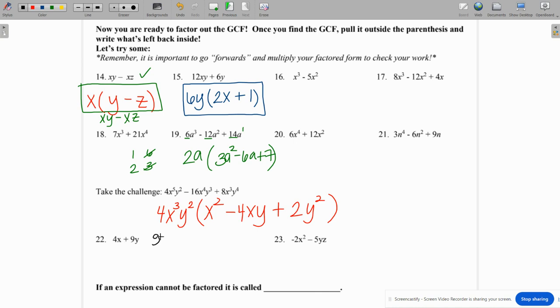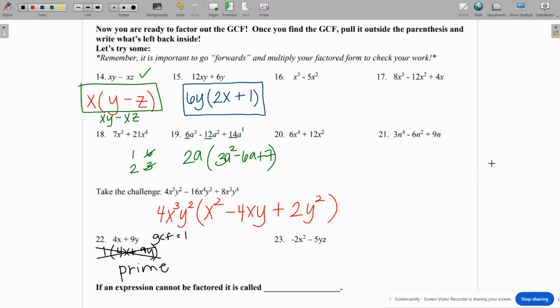So in this case, if you find out that your GCF is just 1 or even negative 1, think about what that would look like. If you factored out a 1, inside you would still have the same thing, 4x plus 9y. So that's not really helping us. So in this situation, we're not going to write it like that. If your only factor that they have in common is 1, that means that you're not going to be able to factor it. You're actually going to write the word prime.